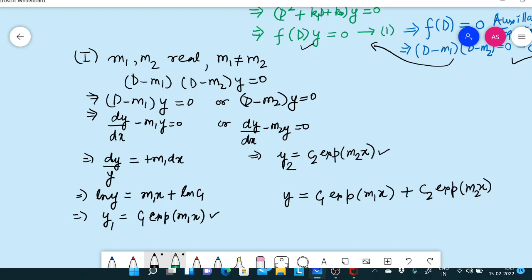So this will be the complete solution to the differential equation if m1 and m2 are real and they are not equal. So this will be your complete solution. Let us number this as equation number 3.